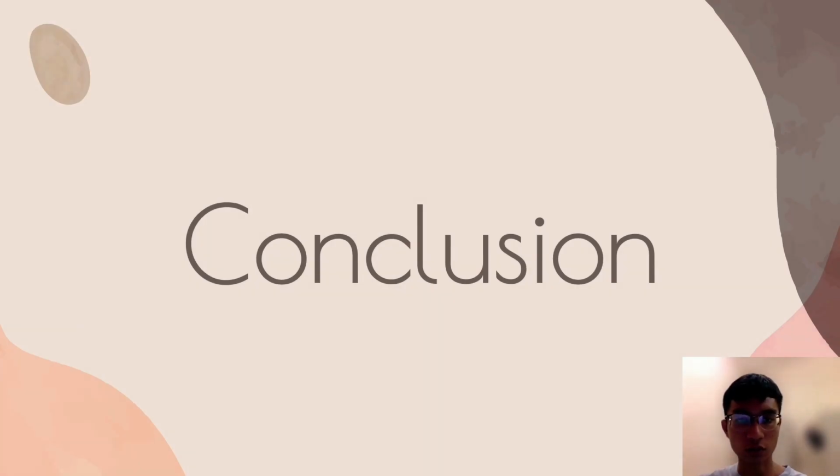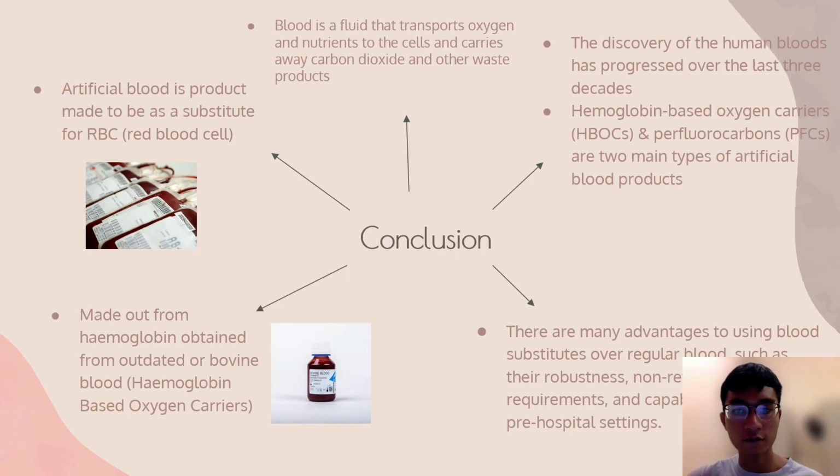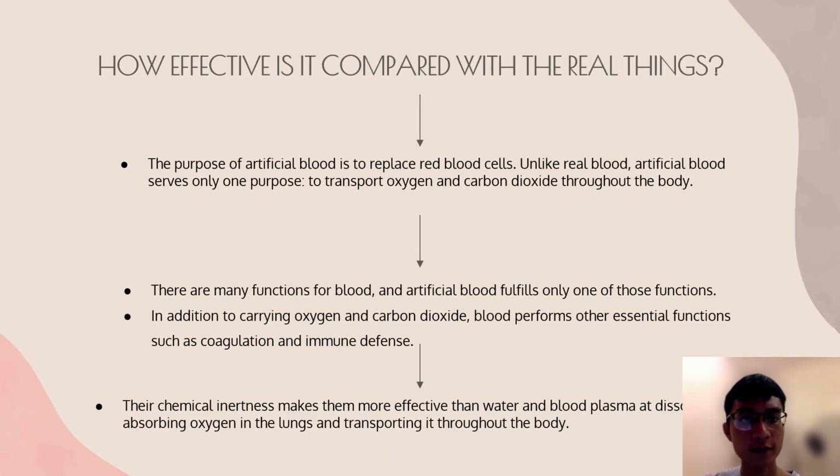Next, we are going to see the conclusion. There are many advantages to using blood substitutes over regular blood, such as robustness, non-refrigeration requirements, and capability to be used in pre-hospital settings. How effective is it compared to the real thing? The purpose of the blood substitute is to replace RBCs. Unlike real blood, artificial blood serves only one purpose, that is to transport oxygen and carbon dioxide throughout the body. There are many functions for blood, and artificial blood fulfills only one of those functions.